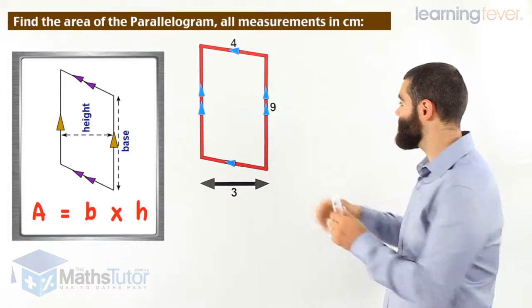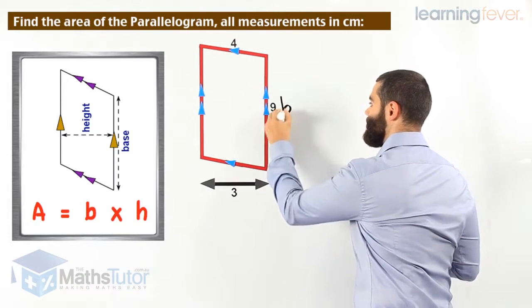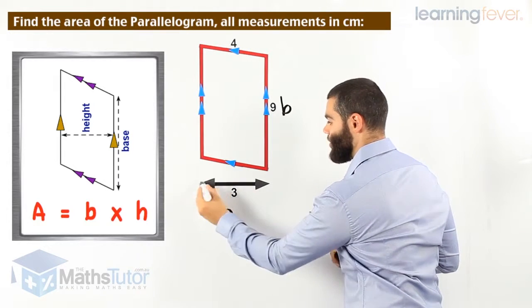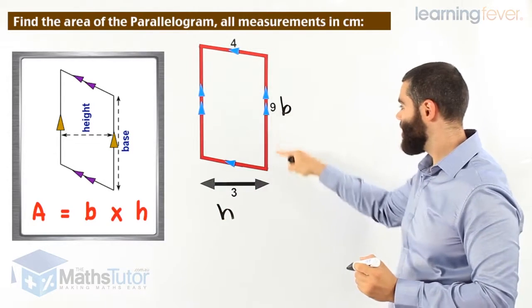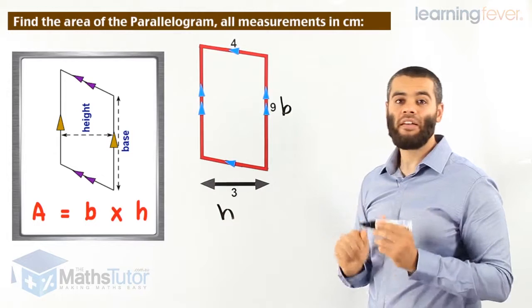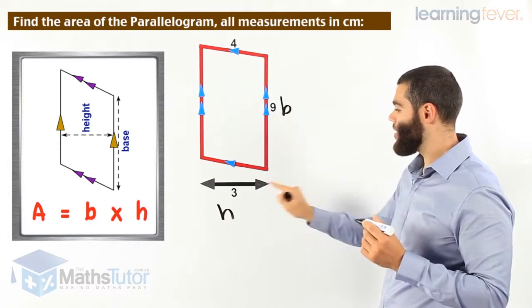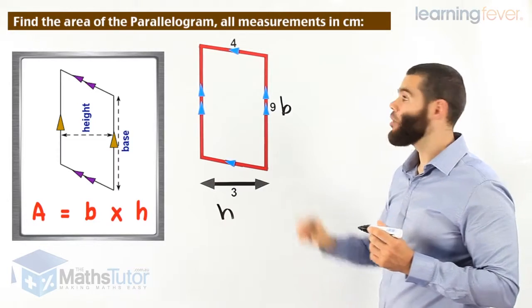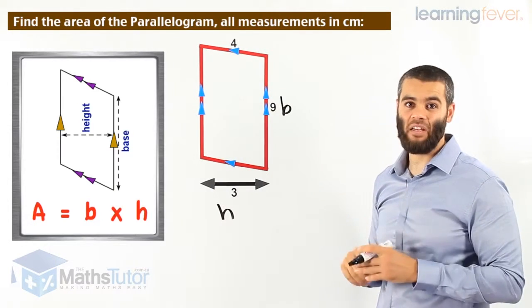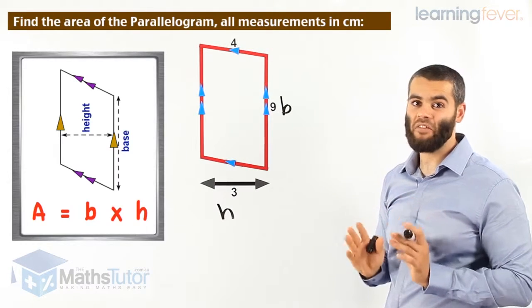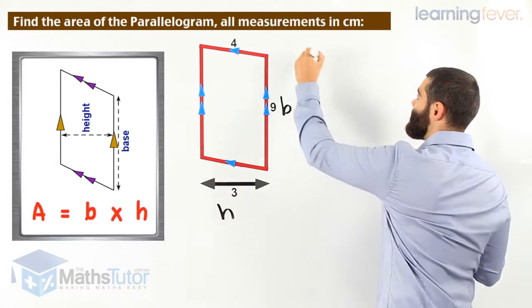Here we can see this is a base and this is our height. There it is. So our base is 9 and our height is 3. Now we have identified the base, we have identified the height. What do we do with this? Nothing. Extra information, we're not going to use it. We just want the base and the height because that's what the formula needs.